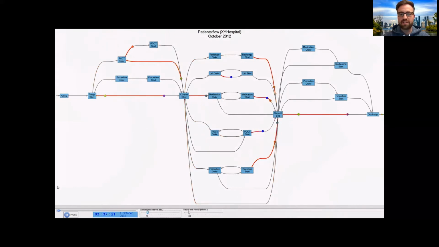We see the different patients. We see some of them splitting and joining and routing through the different activities. And these are the ideas that we're going to use in order to construct a simulation model of the system.